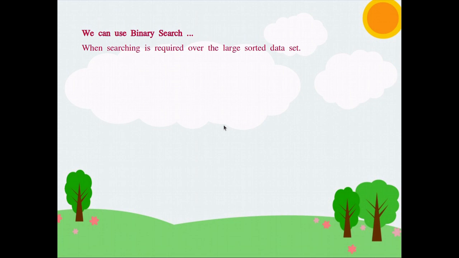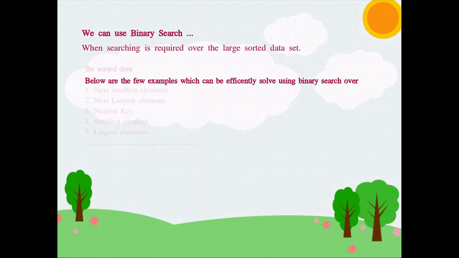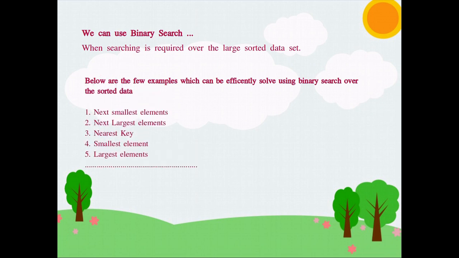We can use binary search when searching is required over a large sorted data set. Binary search is only applicable for sorted data sets, as we discussed. Below are a few examples which can be efficiently solved using binary search over sorted data: next smallest element, next largest element, nearest keys, smallest element, largest element. There are so many problems we can efficiently solve with the help of the binary search algorithm.